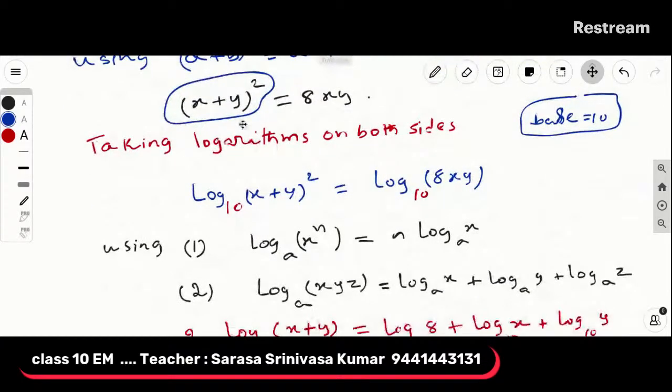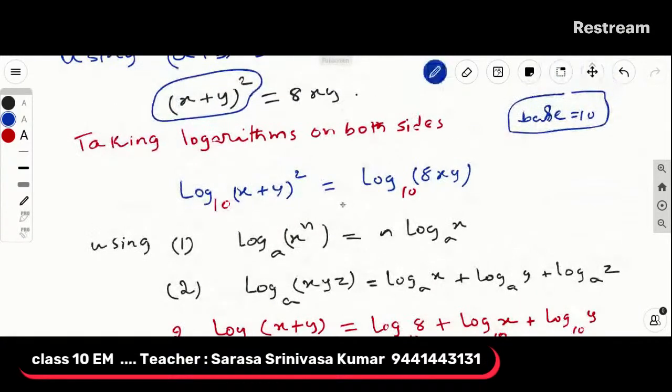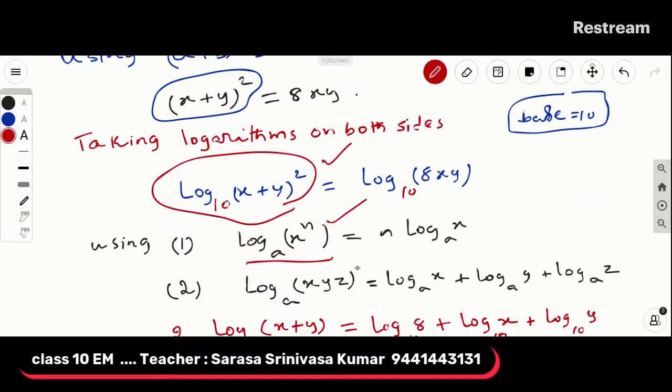Now, after getting (x plus y) whole square on the left hand side equal to 8xy, we take logarithm on both sides. Taking logarithms on both sides, we can write this step. Now, the left hand side part is of the form log x to the power of n to the base a. So, compare these two. Then it can be written as n log x base a.